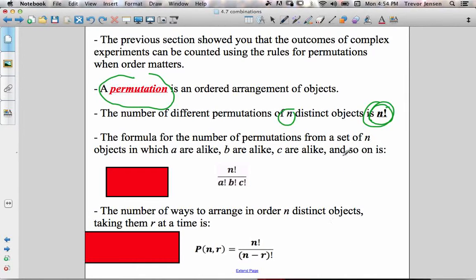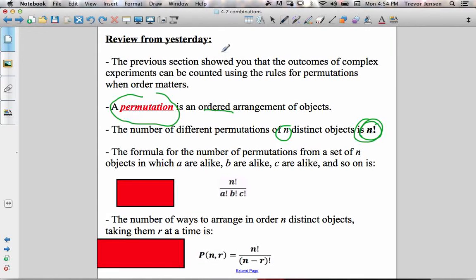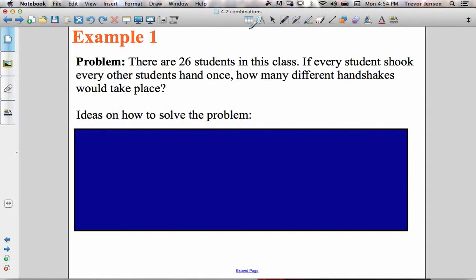Okay, so remember, this summary here is for permutations, so that's ordered arrangements of objects. Today the lesson is going to be on combinations, which are slightly different. I'm going to take you through this first example to hopefully clarify the difference between combinations and permutations. This is a very common problem to use when talking about combinations, but let's read it and try to think of some possible ways we could solve it before I teach you the formula for combinations.